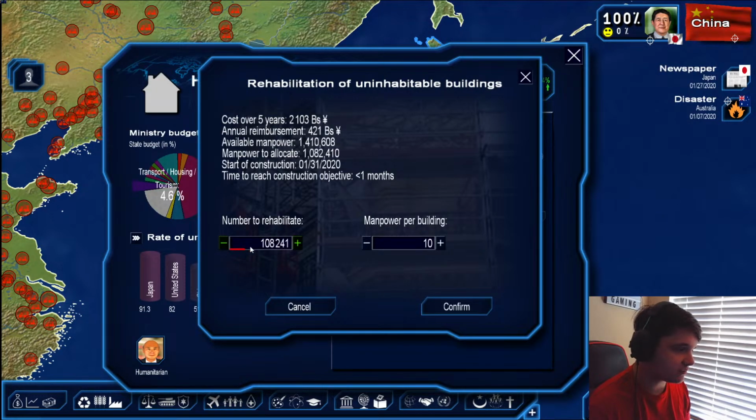we need to start rehabilitating housing. So that is going to be, is that going to be $42 billion? So 2.1 trillion yen and 421 billion yen. That should be about $40 billion. So let's kind of lower. Let's do 50,000. It's going to be about 19 billion and 98 billion over the next 5 years.